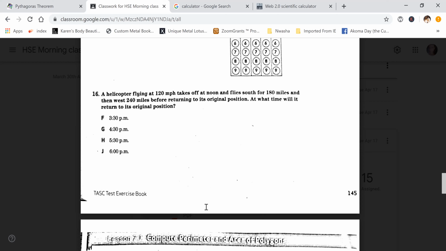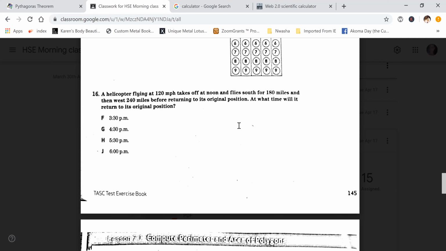So now you're reading again, and if you're pulling out numbers, a helicopter is flying at 120 miles per hour. That's the rate. It takes off at noon. That's another time because that's going to tell you the starting point of when you left, right? So even though noon is a word, it's relevant as a number, like 12 o'clock. Now these other numbers are the directions and the distance. So it's flying south 180 miles. It's flying west 240 miles. And then it's returning to its original position.